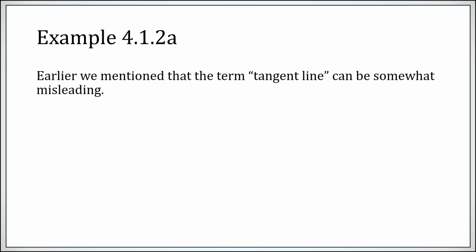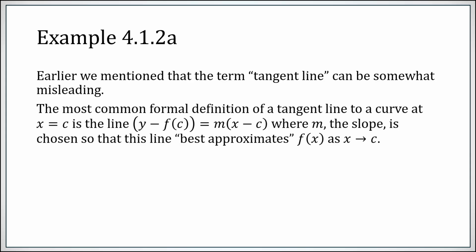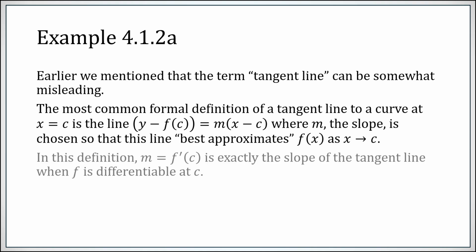Let's take a look at example 4.1.2a. This is a new example introduced to point out something specific. Earlier we mentioned that the term tangent line is not always exactly what people think it is. The most formal definition of a tangent line commonly introduced is you look at a line that goes through the point (c, f(c)), whose slope m is chosen in such a way so that the line best approximates f(x) as x approaches c.